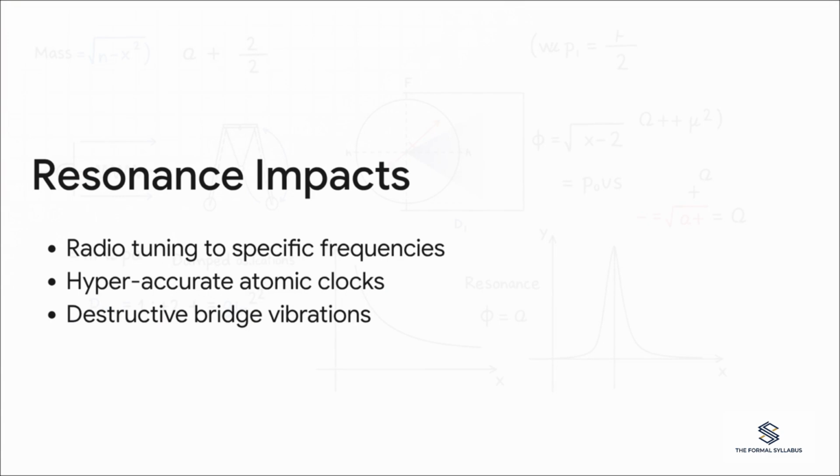Resonance actually has a breathtaking duality in our world. On the constructive side, it's literally how we tune a radio. We adjust the electrical resonance of the circuit to pluck a single specific frequency out of thin air. It's also the basis for the hyper-accuracy of atomic clocks. But on the destructive side, well, if the wind happens to push a structure at its natural frequency, it can cause catastrophic destructive vibrations. A perfect example of this is the infamous collapse of the Tacoma Narrows Suspension Bridge.